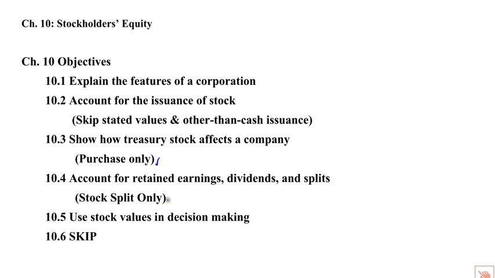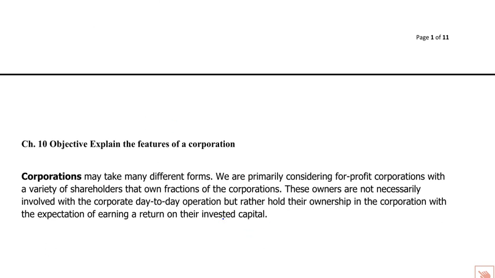And then in 10.4, we're just going to cover the stock split. We already know about cash dividends in general. We're not going to do the details. And we're going to skip stock dividends, which are different than cash dividends. We will talk a little bit about different stock values in decision making. That's more of a foreshadowing for chapters 11 through 13, where we get into financial analysis, and we're going to skip objective 6 altogether.